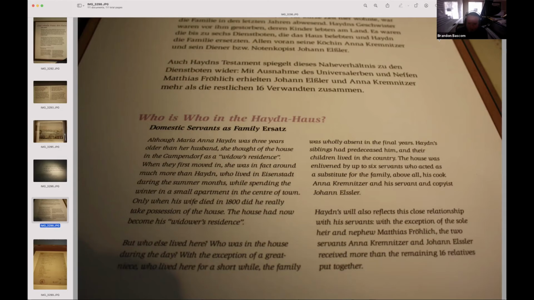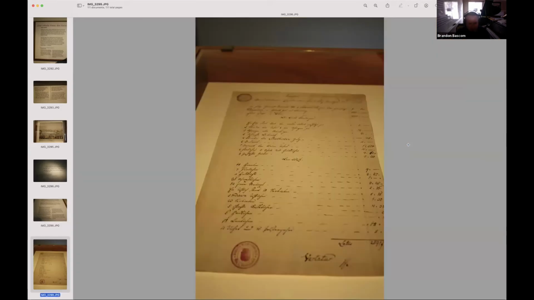Haydn's will also reflects this close relationship with his servants. With the exception of the sole heir and nephew, Matthias Froelich, the 2 servants received more than the remaining 16 relatives put together. So he took care of his servants. And he keeps them in the will here.